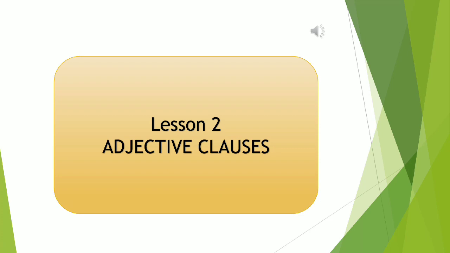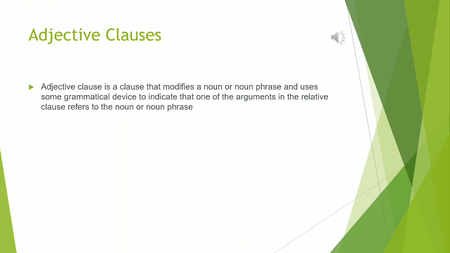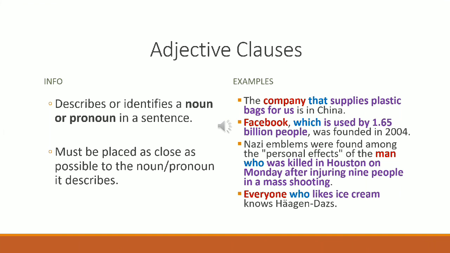Okay, now let's go on to lesson 2. Adjective clauses. Adjective clause is a clause that modifies a noun or noun phrase and uses some grammatical device to indicate that one of the arguments in the relative clauses refer to the noun or noun phrase. Adjective clause describes or identifies a noun or pronoun in a sentence.